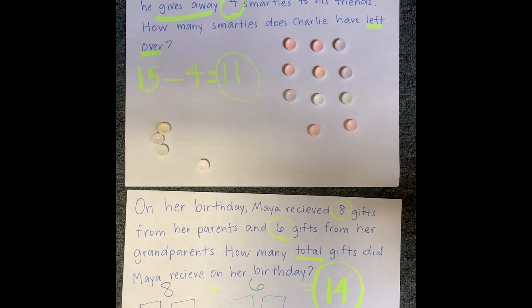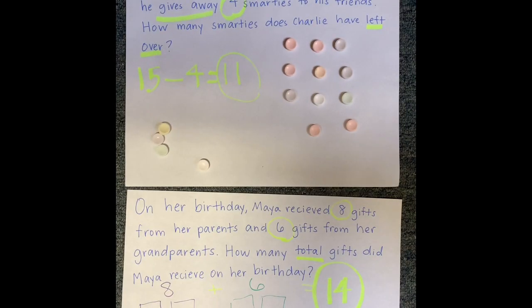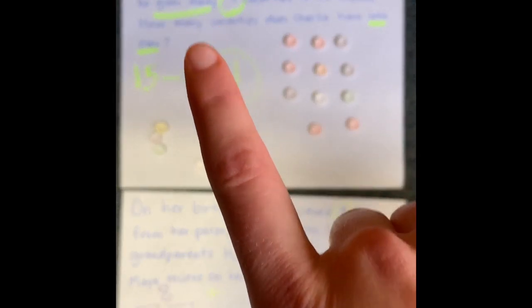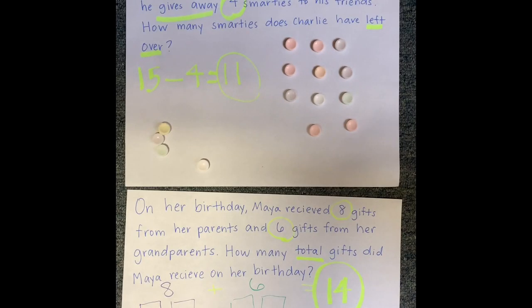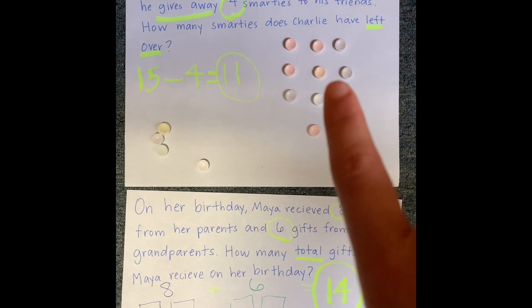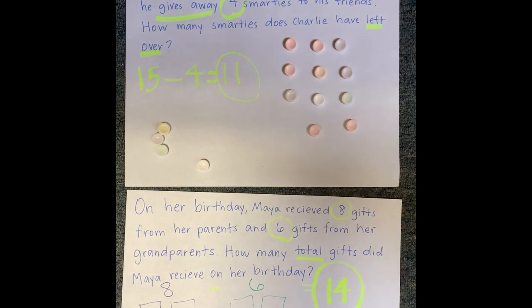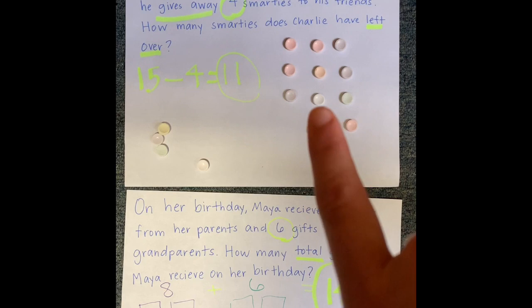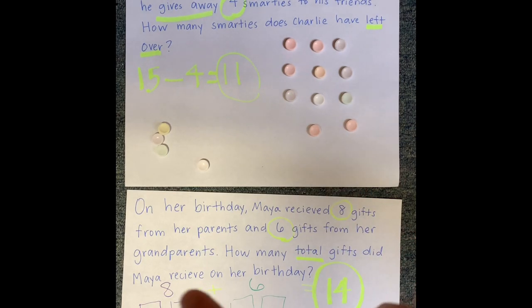And when we did these problems, we looked at the numbers and we circled them because those are really important to what we're looking for. And we also underlined some key words that helped us know if we were adding or if we were supposed to subtract. And then for this problem, we used Smarties to demonstrate what we were doing so we could see with our eyes how subtraction worked. And down here, we used boxes and we drew pictures to understand and make it a little bit easier for us to add up all the gifts that Maya got.